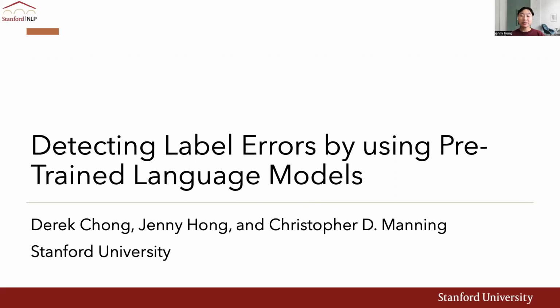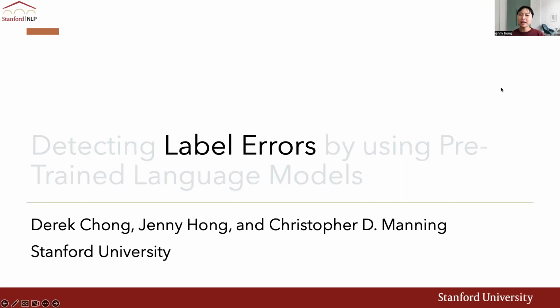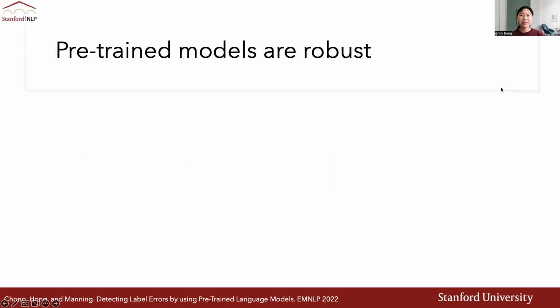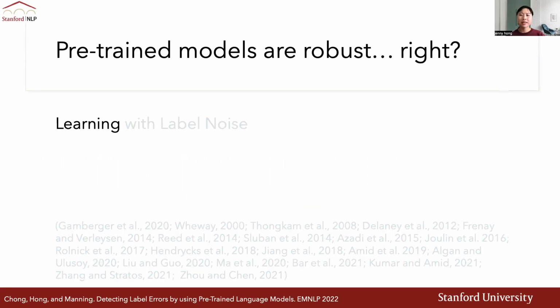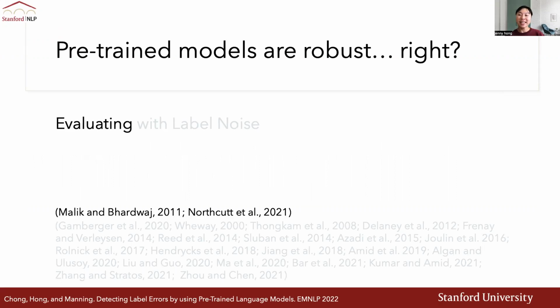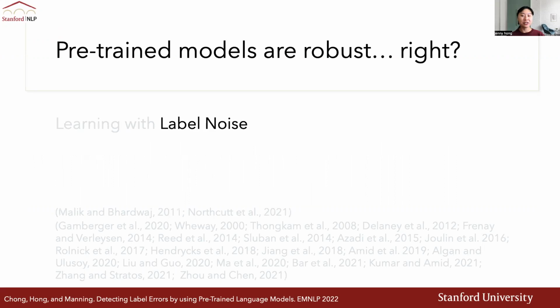Detecting label errors using pre-trained language models. Label errors. Every dataset has them. Good thing all the pre-trained models we use these days are robust. There's endless literature on learning with label noise. So we're good, right? Well, we're pretty good at learning with label noise. Errors in validation and test sets and on benchmarks are another question.